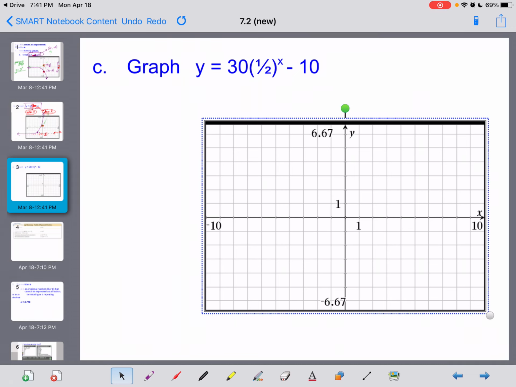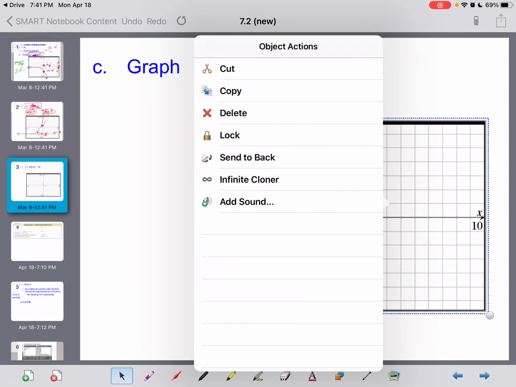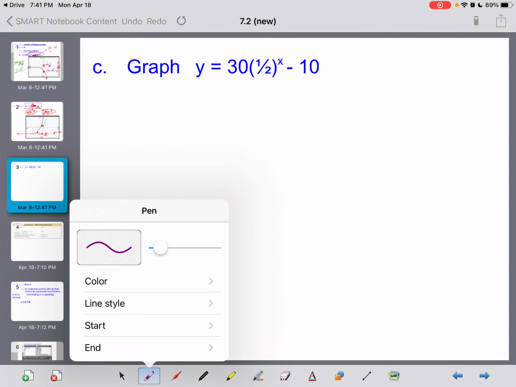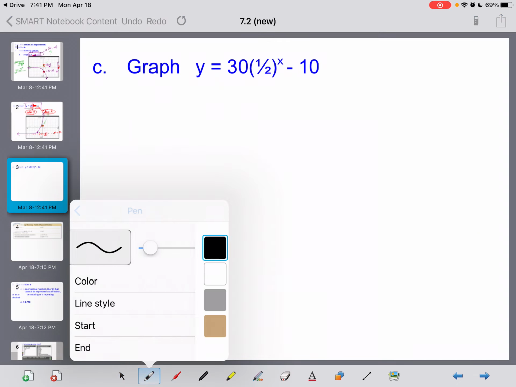So I'm actually going to go ahead and just delete that graph right here. If I could figure out how to do that, I'd be all set. There we go. I think I can do that. And we're going to go ahead and we're going to draw our own graph right here. So let me switch to black right here.